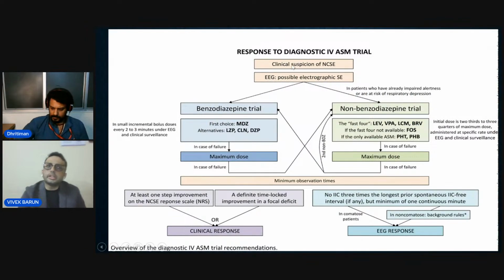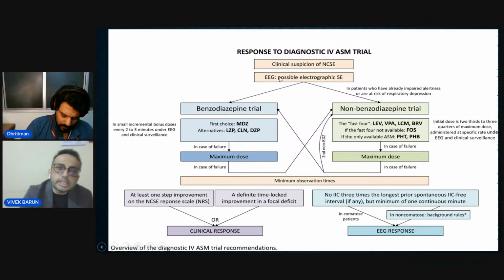So whenever the clinical suspicion of NCSE is there and the EEG is showing IIC, the ictal-interictal continuum, which is also called possible electrographic seizures, you can give either a benzodiazepine or a non-benzodiazepine. If the patient already has altered mental status or respiratory depression, then you should preferably choose non-benzodiazepine drugs. Among the non-benzodiazepines, you can use levetiracetam, valproate, lacosamide, brivaracetam. Alternatively, you can use fosphenytoin also. If none of these drugs are available, you can use phenytoin and phenobarbital also.